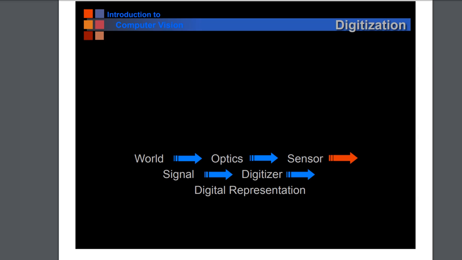So this is just a simple way: the world, optics, then sensor, then the signal is converted to digitization. At the end we have a digital representation. It's just a simple detail about how the world is getting changed.